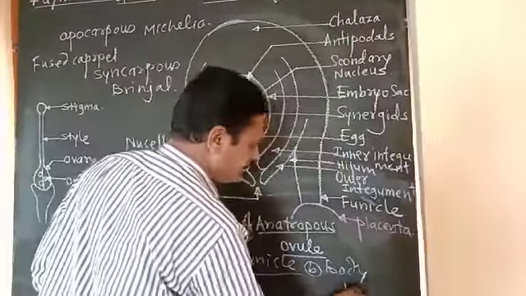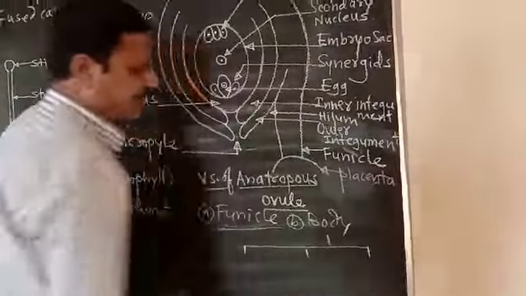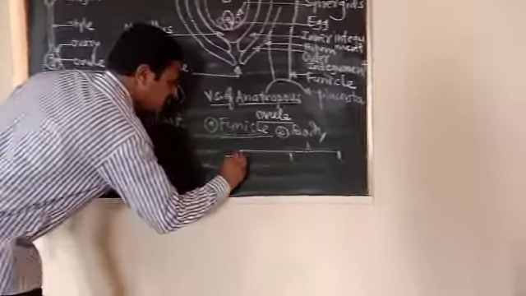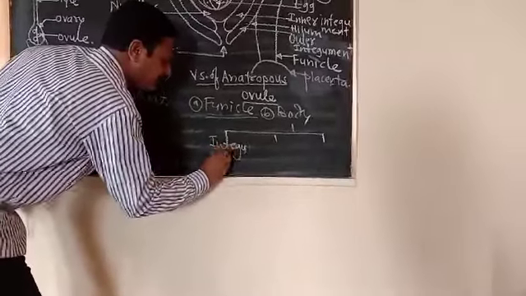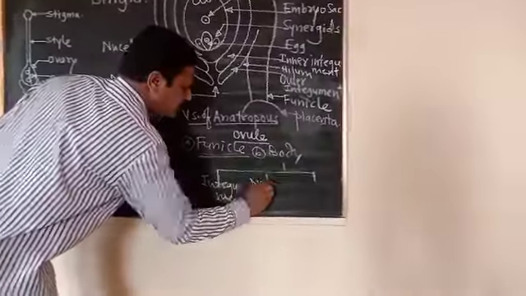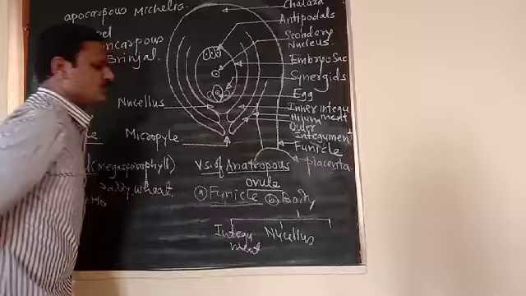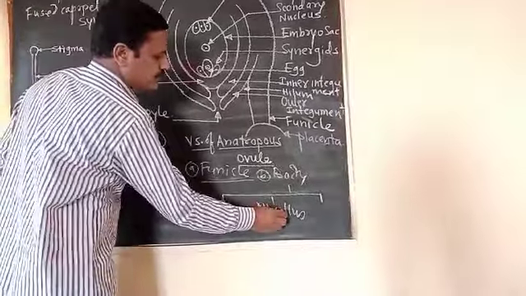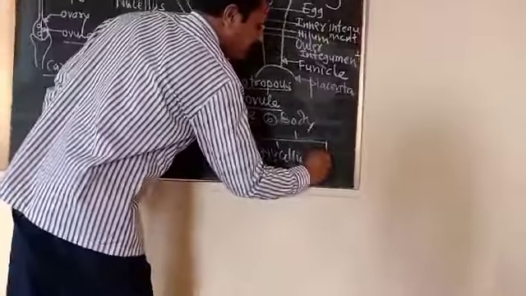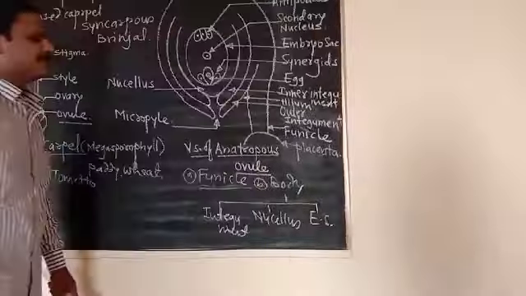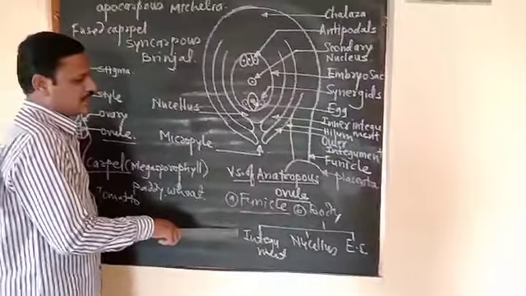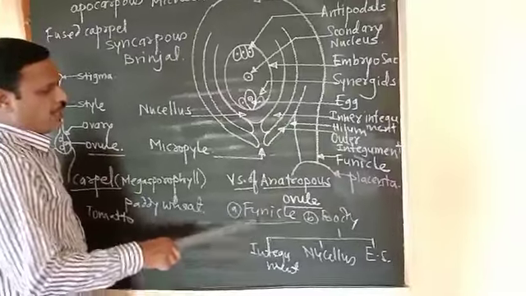The body is mainly divided into three parts: integument, then nucellus, and embryo sac. We'll first discuss integument.